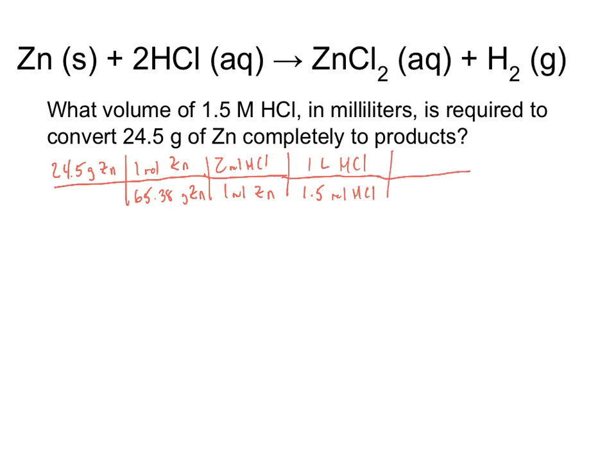Finally, the problem does ask us to express our volume in milliliters, and so we will convert over to milliliters, for a final volume of 500 milliliters of the 1.5 molar HCl solution. And so again, this tells us that it's going to take 500 milliliters of 1.5 molar HCl to completely react with 24.5 grams of zinc.